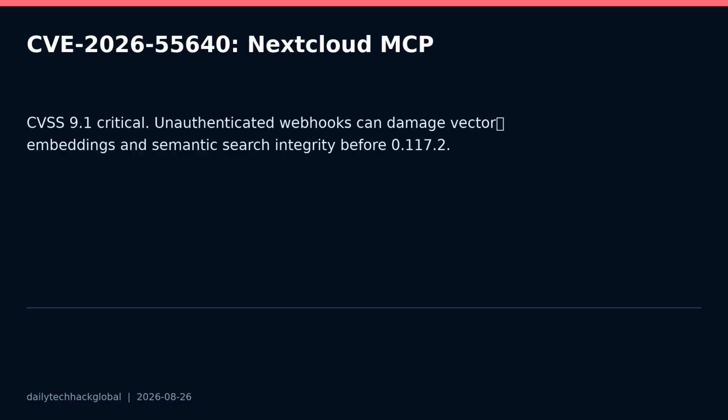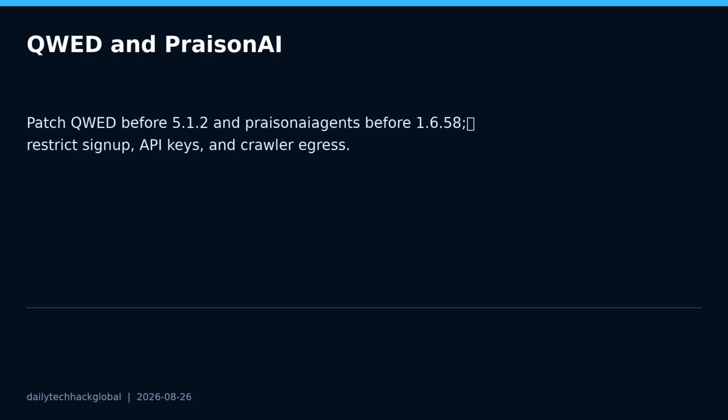Third, CVE-2026-55640 in Nextcloud MCP Server before 0.117.2. NVD lists CVSS 9.1 critical. The issue involves webhook authentication being absent by default, allowing forged events that can delete or trigger reindexing of vector embeddings for arbitrary users. The impact is integrity and availability. Semantic search indexes can be damaged, deleted, or polluted. Upgrade to 0.117.2, require a webhook secret, and monitor grant or vector store changes for unexpected delete and reindex activity.